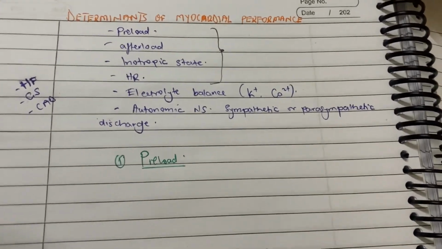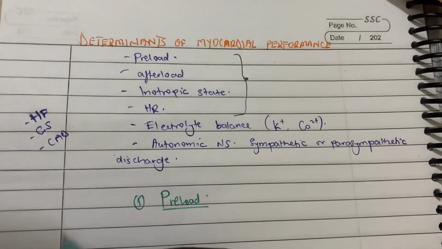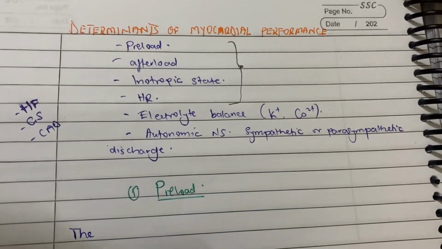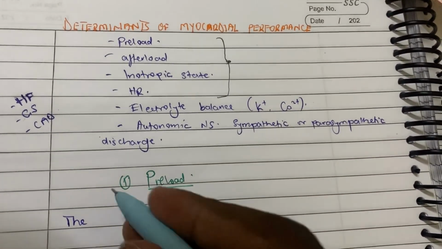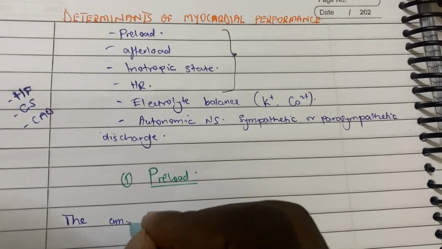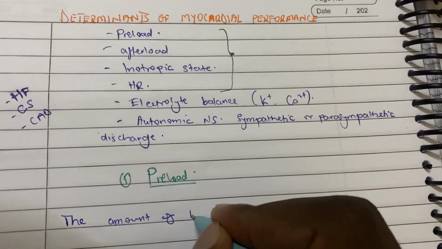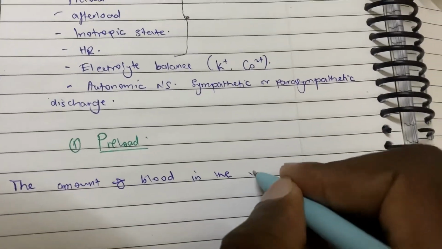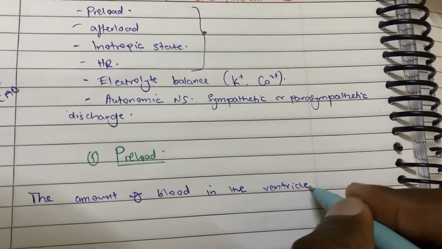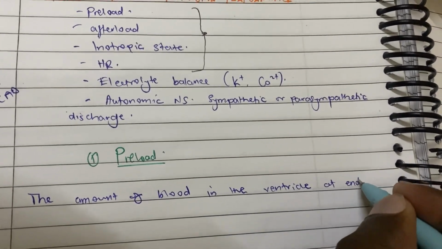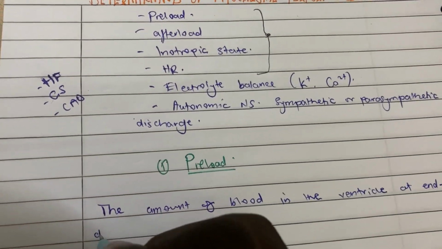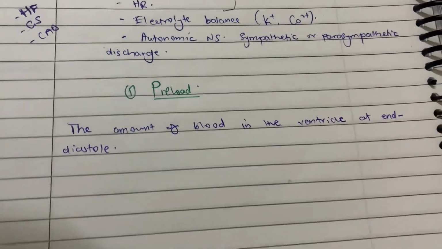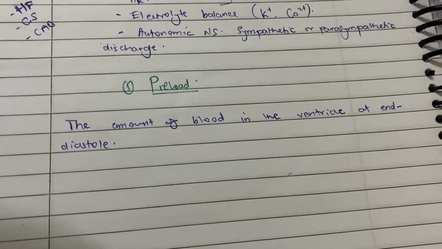So what is preload? Preload, that is the force or the amount, in simple terms, the amount of blood in the ventricle at the end of diastole. How much blood is in the ventricle, like LV, at end diastole.